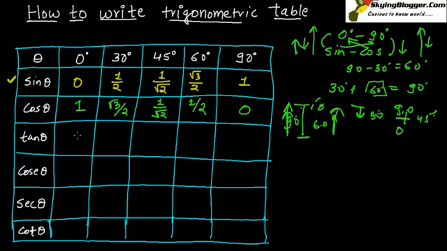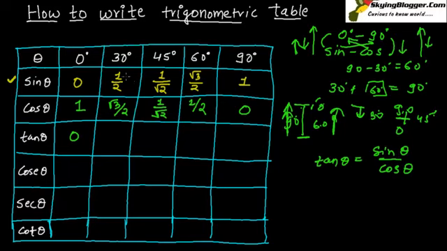Now what is the value of tan 0 degree? Of course we have already learned that tan theta is always the ratio of sin theta upon cos theta. So sin theta upon cos theta is 0 upon 1. Whatever you divide 0 by, you get only 0. So the value of tan 0 is 0.